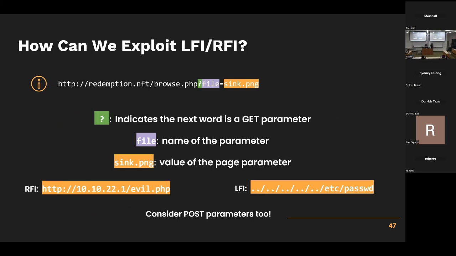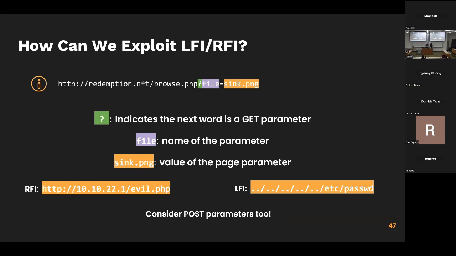In this case, sync.png. So testing for RFI, we replace sync.png with something. It's just an example of a random IP, but this could be our own file server hosting an evil PHP or a malicious script. So let's say we replace that and then we see a hit on our file server that the server downloaded it or ran the file, then that's obviously not supposed to happen.